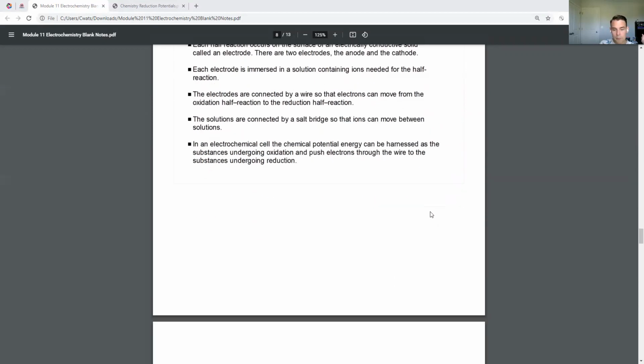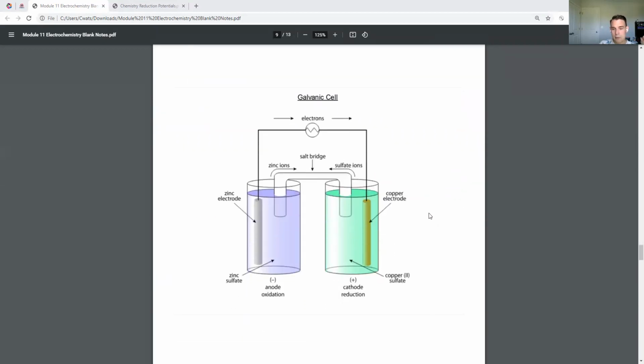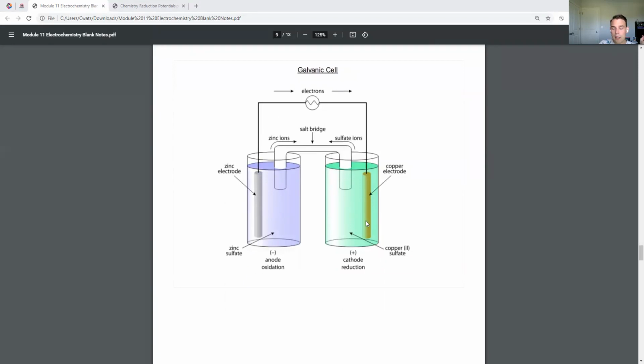So for example, here is a galvanic cell. You have a copper electrode in a solution of copper 2 sulfate. Over here, you have a zinc electrode in a solution of zinc sulfate. You've got a salt bridge. And the salt bridge you can think about like a switch. If there isn't one there, there's nothing for the circuit to flow, because that's pretty much what you're making here. So this is what a galvanic cell looks like.